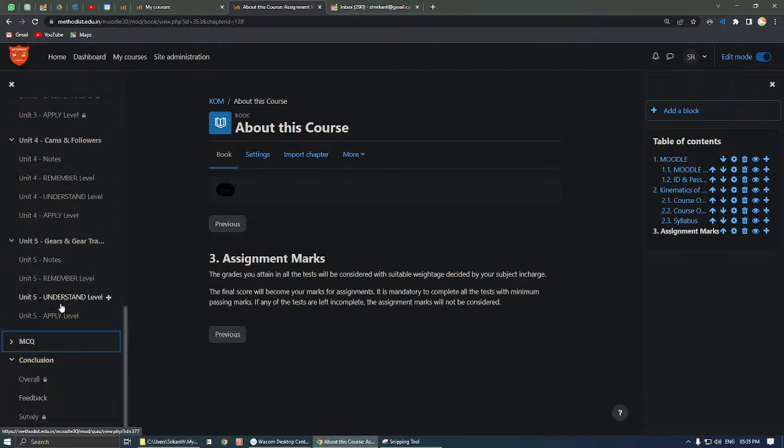And the last part is conclusion. Only then should the feedback of the overall quiz get unlocked. And the overall marks need to be decided based on the weightages given for all the tests that they are doing for a particular course.